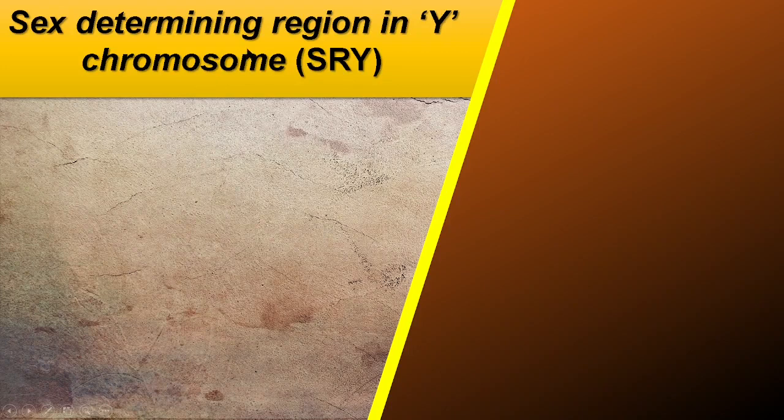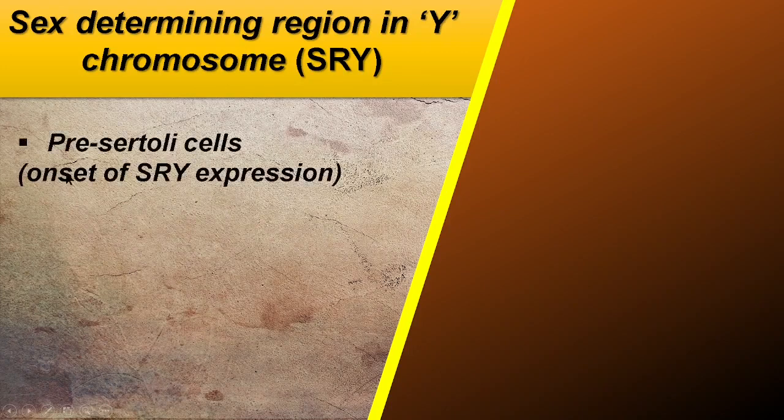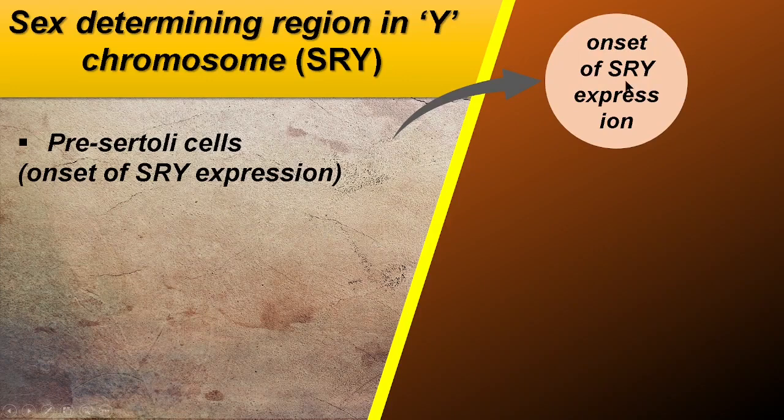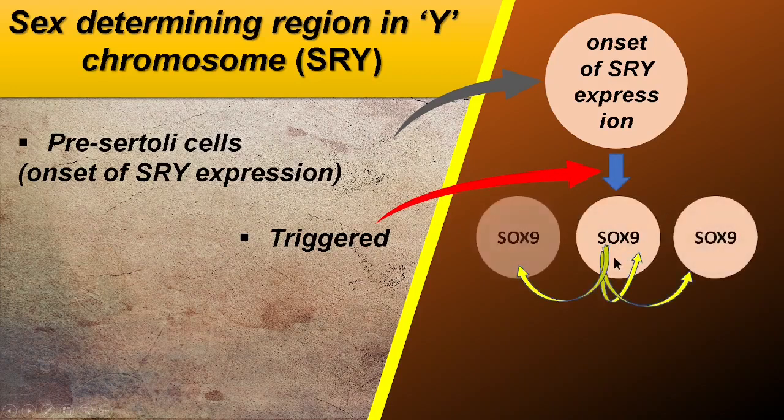So what is the sex determining region on the Y chromosome? The onset of SRY expression has to occur in the pre-Sertoli cell. These are Sertoli cells which are not yet differentiated, so we call them pre-Sertoli cells. When the onset of SRY expression occurs in the Sertoli cell, it triggers the Sertoli cell to express SOX9. Once SOX9 is expressed in the Sertoli cell, it can trigger itself and increase the SOX9 level.